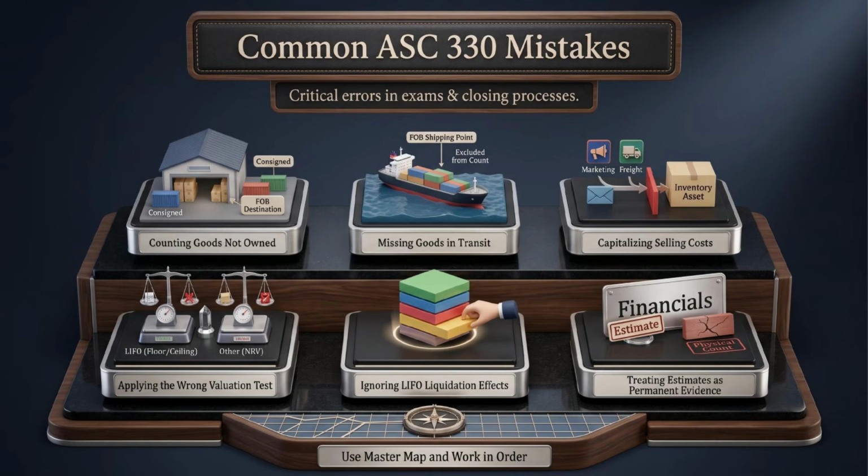Do not apply the wrong valuation test, such as using NRV for last in, first out inventory or forgetting the LCM ceiling and floor. Do not ignore last in, first out liquidation effects. Do not treat retail method or gross profit method estimates as permanent annual evidence. Most mistakes are sequence mistakes, so use the master map and work in order.